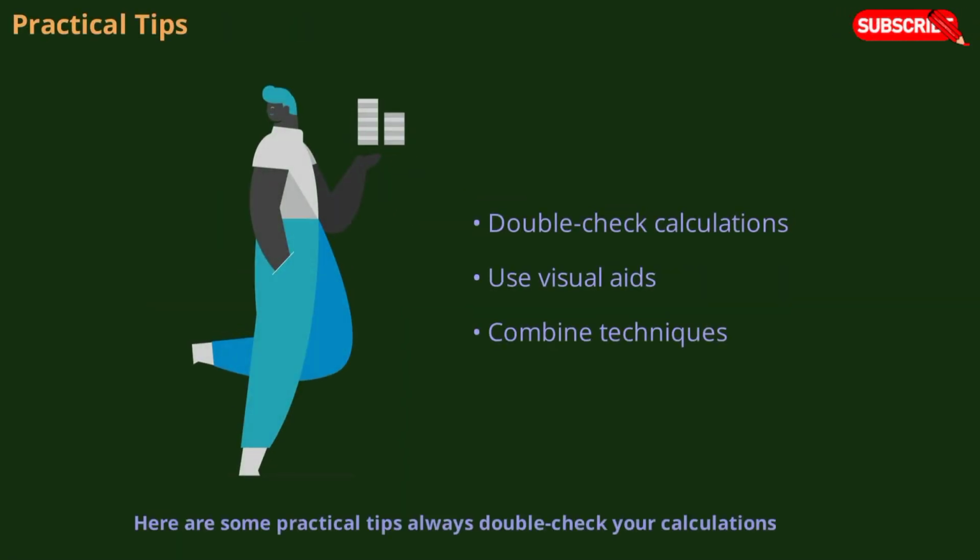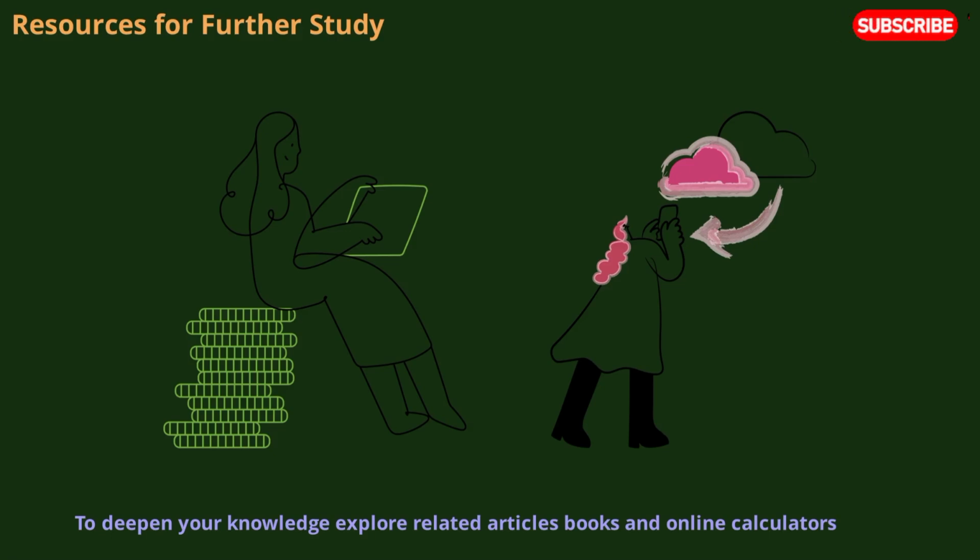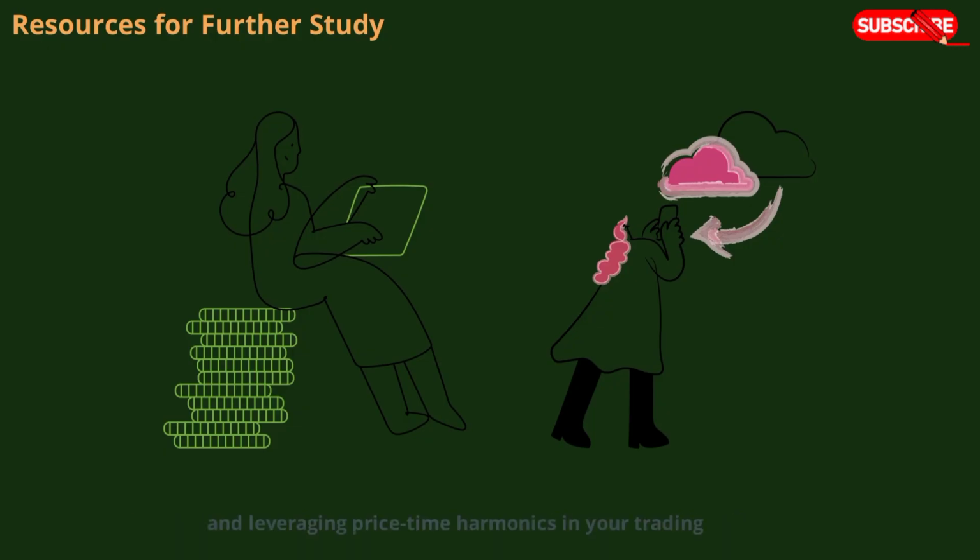Here are some practical tips. Always double-check your calculations, use visual aids to confirm your findings, and don't rely solely on one technique. Combining squaring with other methods increases your confidence and accuracy in market analysis. To deepen your knowledge, explore related articles, books, and online calculators. The more you study, the more proficient you'll become at identifying and leveraging price-time harmonics in your trading.